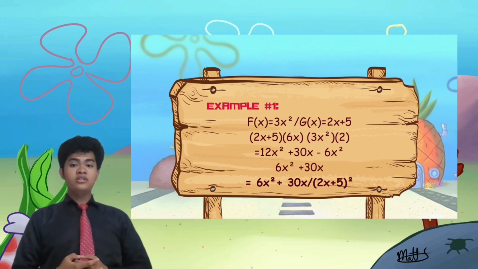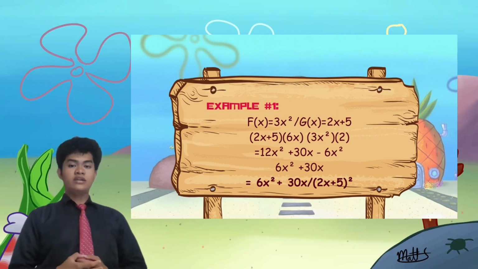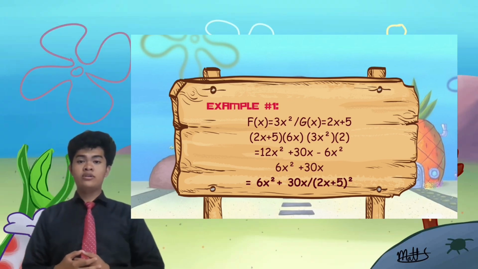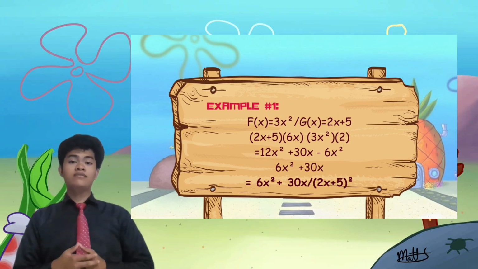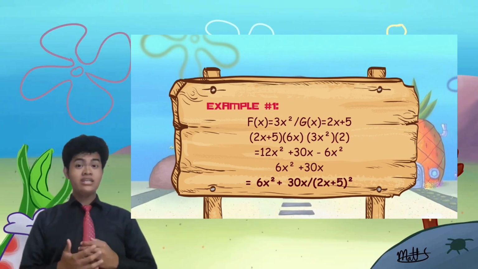Now we multiply g, which is 2x plus 5, times 6x, which is equal to 12x squared plus 30x. Then f of x, or 3x squared times 2, is equal to 6x squared. But from the formula, we will multiply it by a negative sign. That's why it will be a negative sign. Now we got 12x squared plus 30x minus 6x squared.